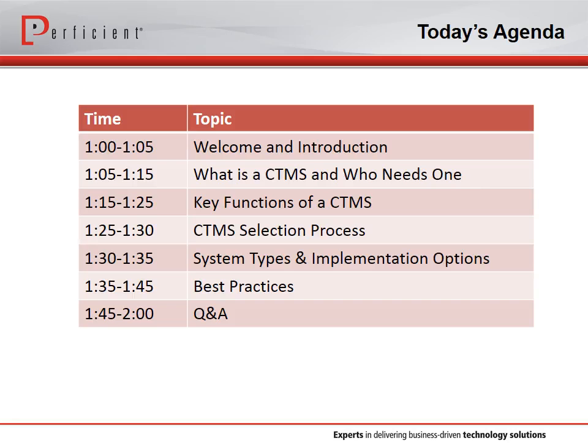So here's today's agenda. We're going to start out with an in-depth look at what a CTMS, or clinical trial management system, is, and what type of organizations need one. We'll go over some key functions of the CTMS and what it should have. Next, we'll touch on how an organization goes about selecting a CTMS that meets their specific requirements and budget. We're also going to discuss the various system types and implementation options that are worth considering during that selection process.